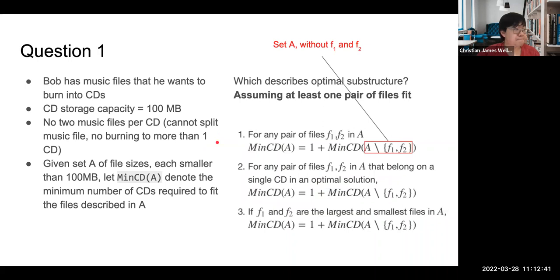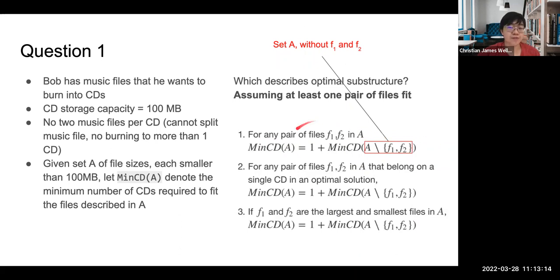So the equation to describe the optimal substructure is one of these. It's a bit subtly different. All of them have pretty much the same equation, but the only difference is what you take out, what F1 and F2 are. This notation says you have a set of CDs A, and then you subtract away F1 and F2. So you can think of it like set A without F1 and F2. It's taking them out and recursing on that problem.